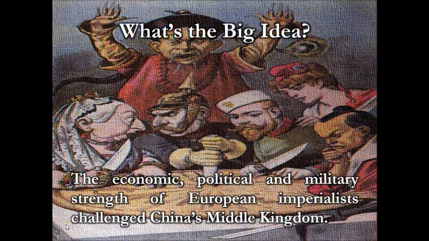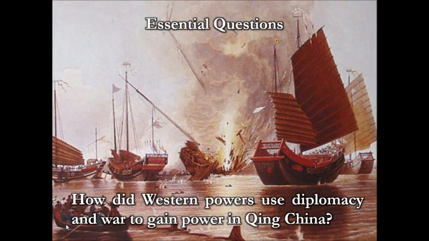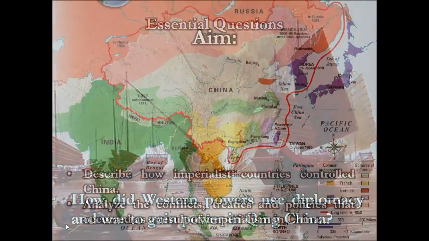Our next lesson in imperialism takes us to China. The big idea for this lesson: the economic, political, and military strength of European imperialists challenged China's Middle Kingdom. The essential question for this lesson: how did Western powers use diplomacy and war to gain power in Qing China?